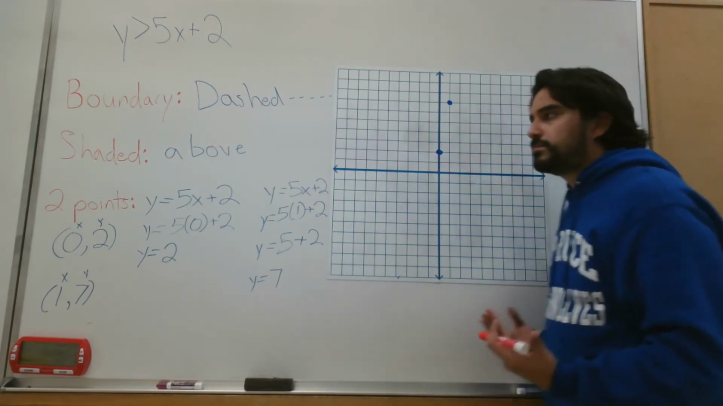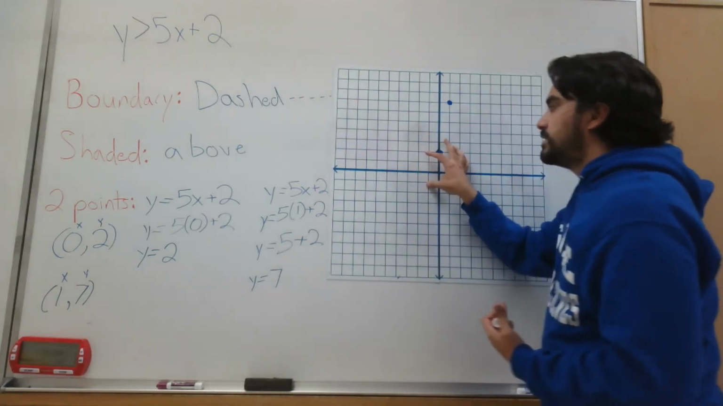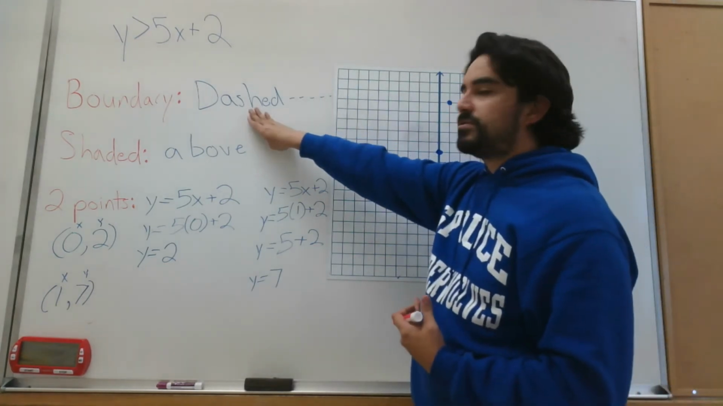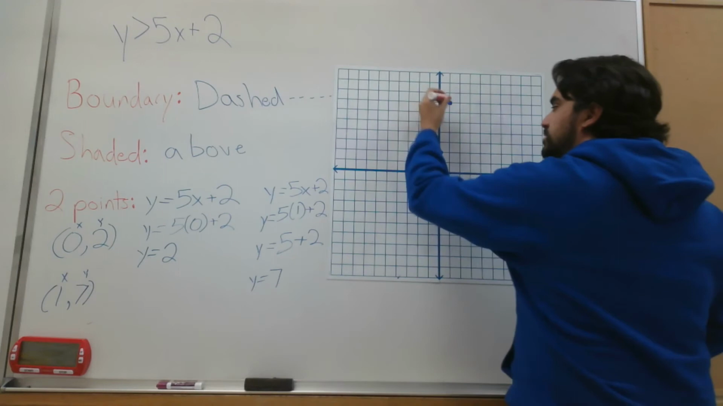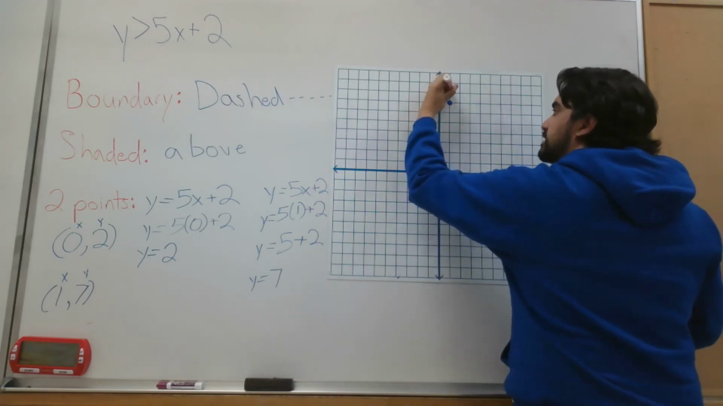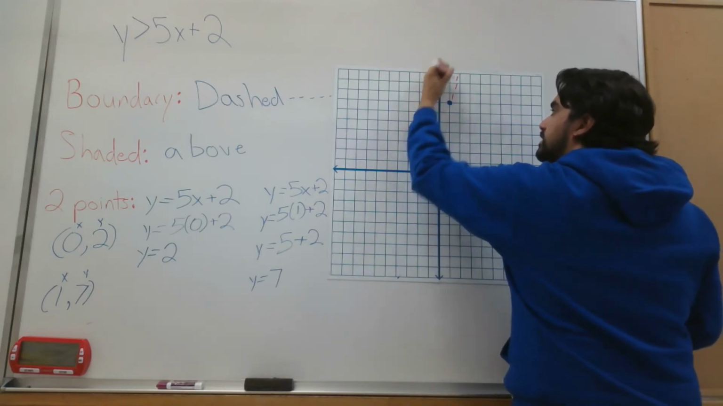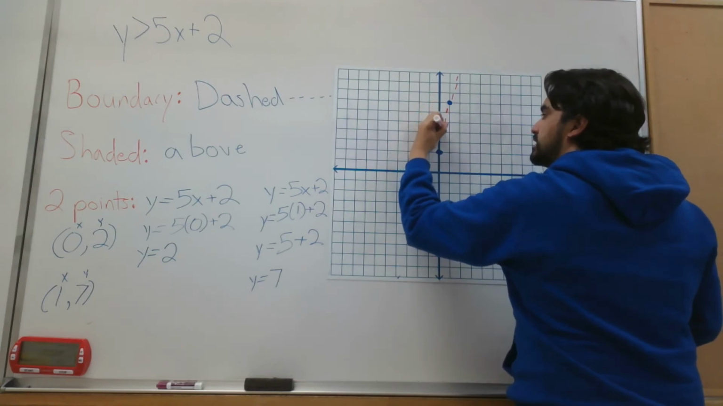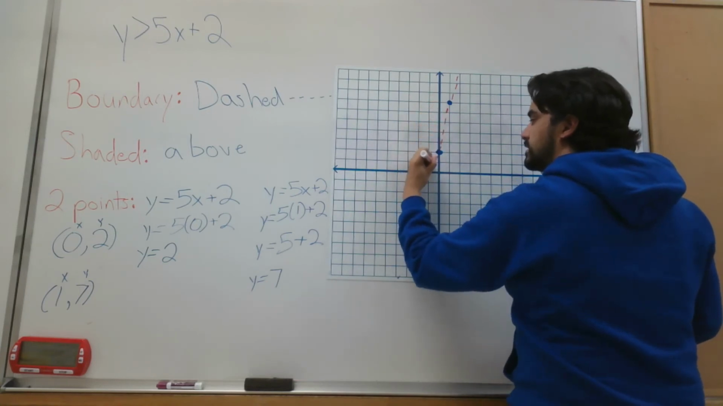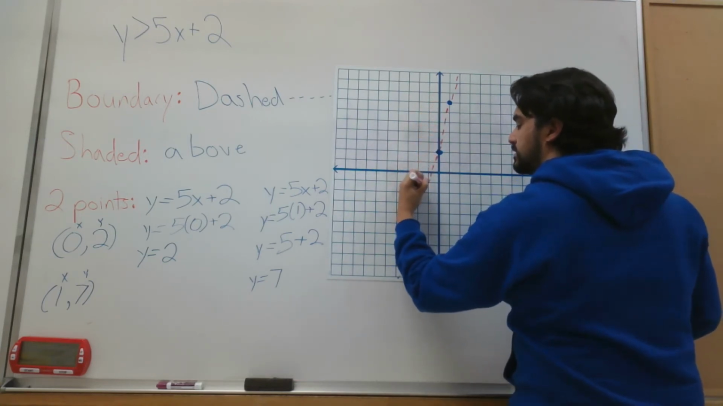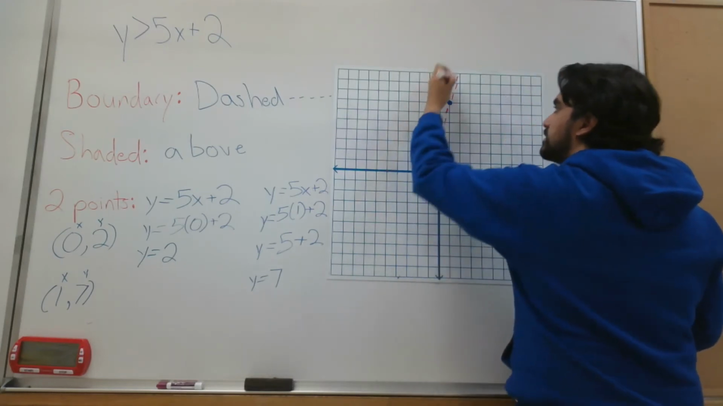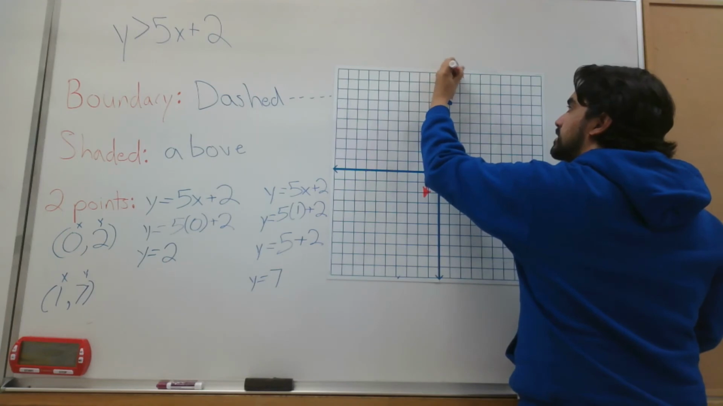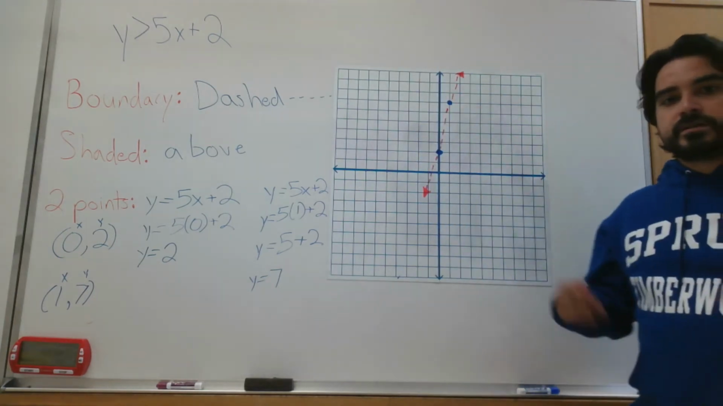Now I'm going to use the information I got over here to make my graph. So we know the boundary is dashed. All that means is we're going to draw a line, but it's going to be dashed. And the boundary is going to continue.